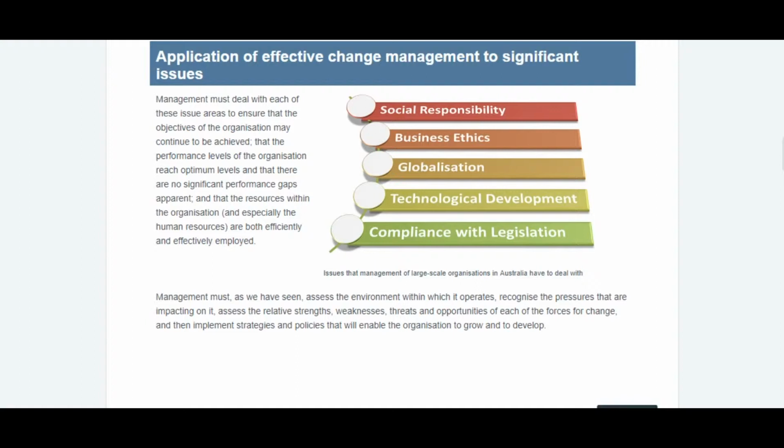Management must as well assess the environment within which it operates, recognize the pressures that are impacting on it, assess the relative strengths, weaknesses, threats and opportunities of each of the forces for change, and then implement strategies and policies that will enable the organization to grow and to develop. So the core areas will be social responsibility, business ethics, globalization, technological development, compliance with legislation.